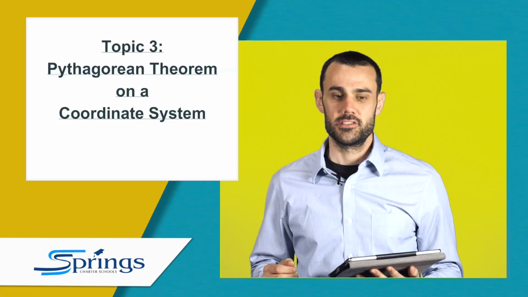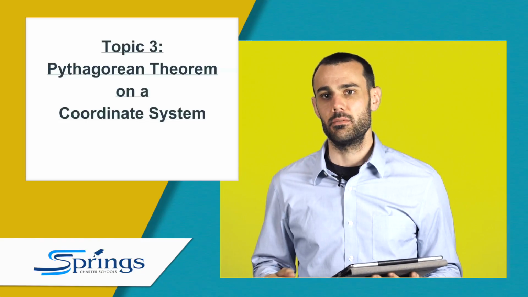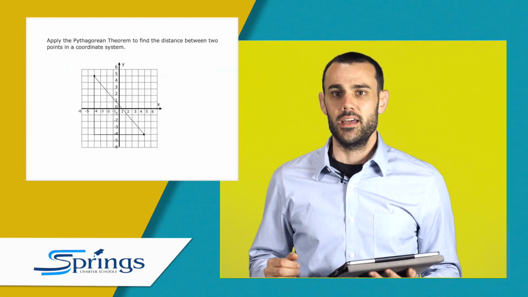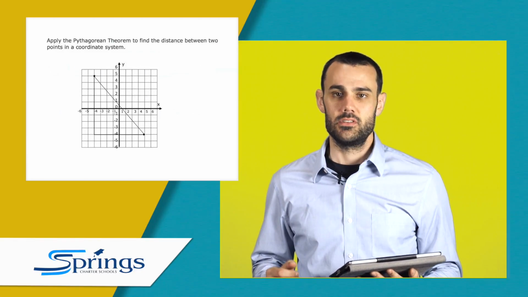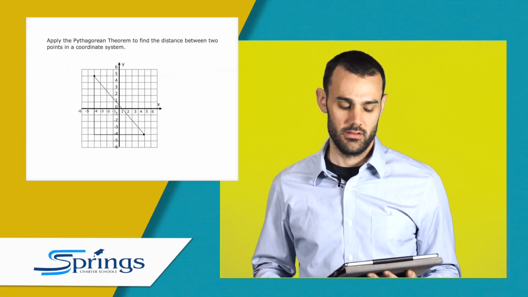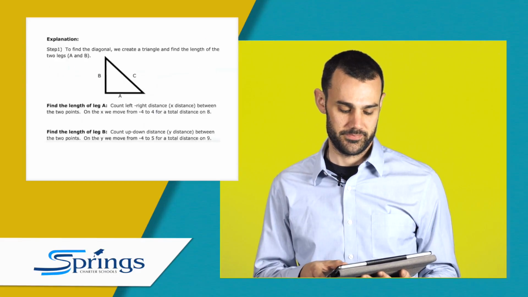The third part of this chapter we discussed using the Pythagorean theorem on a coordinate plane system. So we're going to apply the Pythagorean theorem to find the distance between 2 points on a coordinate plane. We have our coordinate plane here, we have our triangle. Let's go ahead and apply it together.